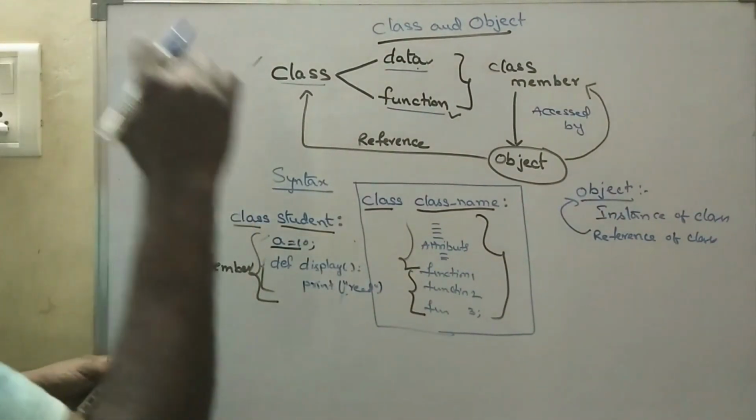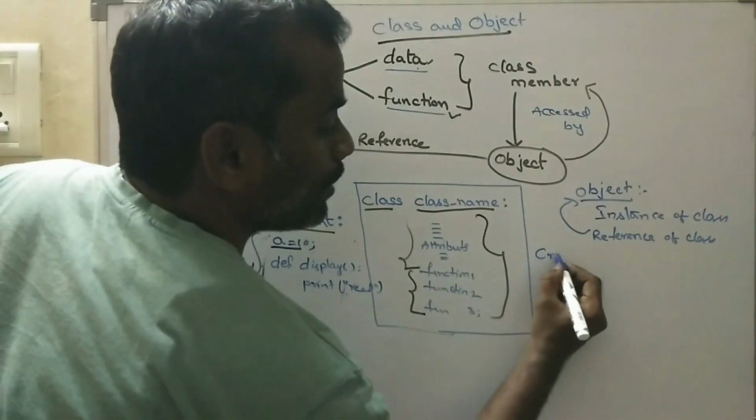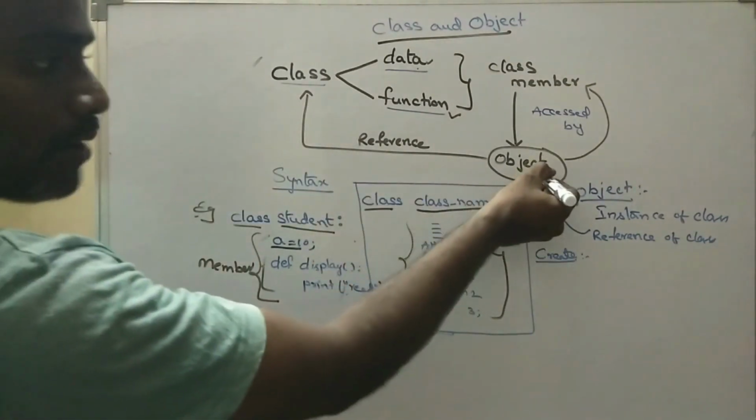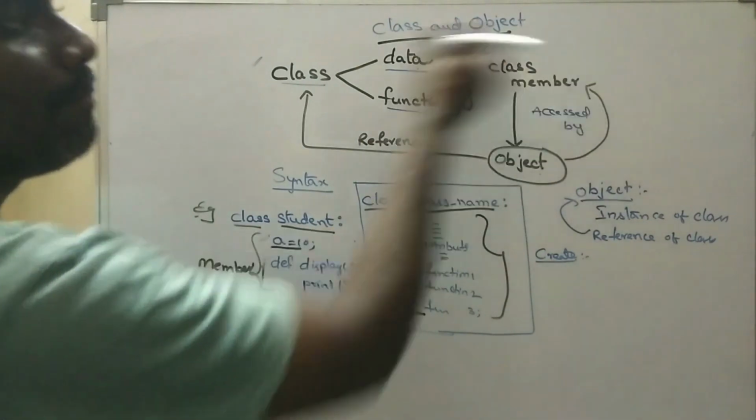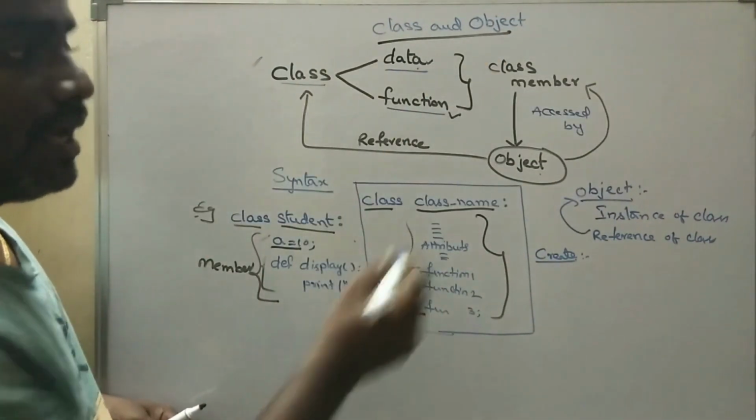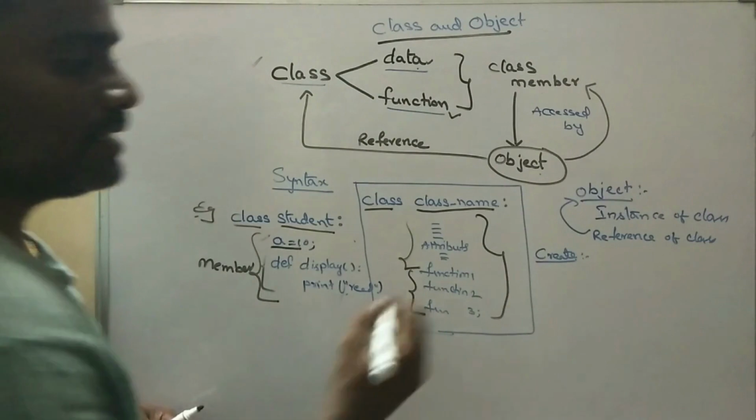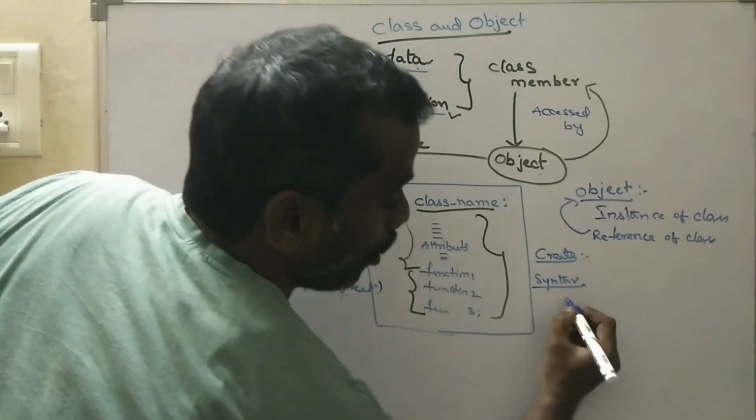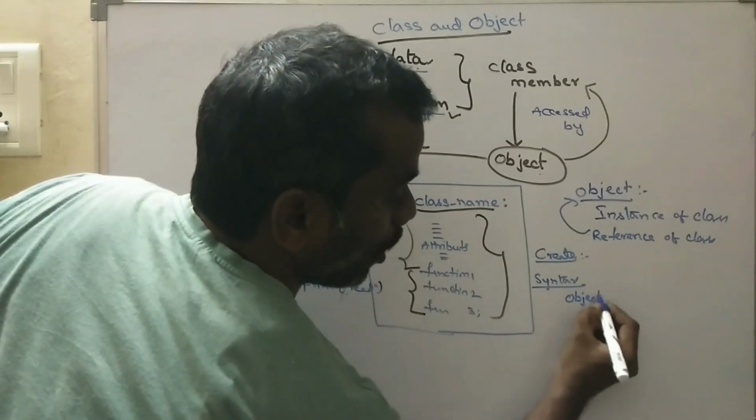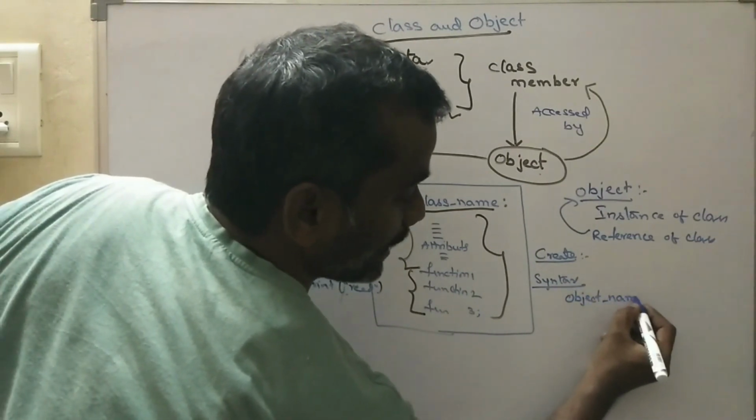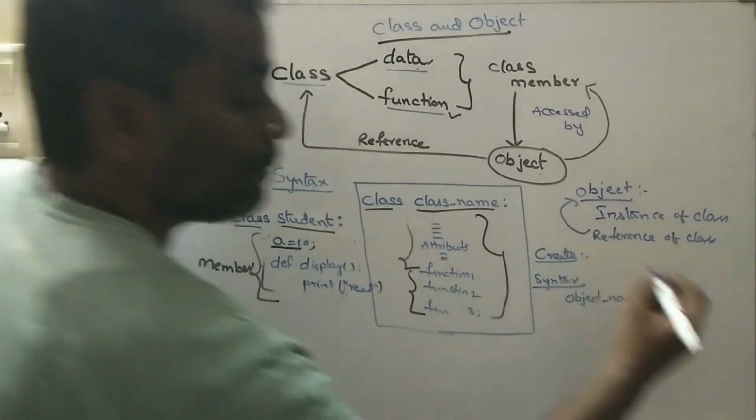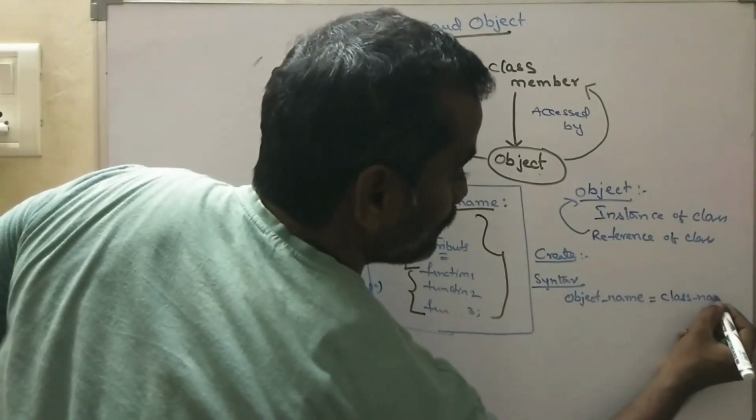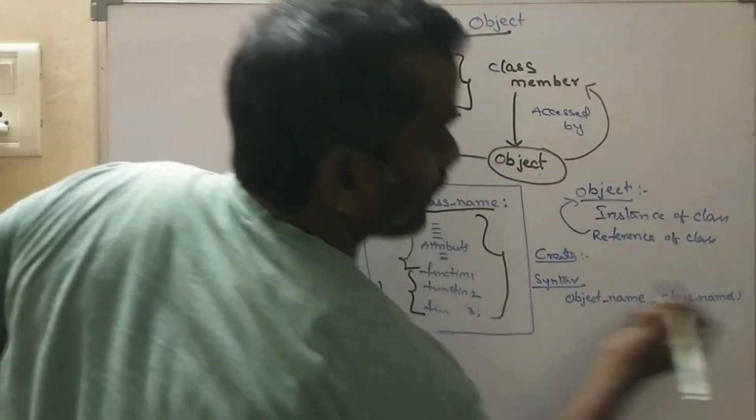Right? Now how can we create the object? By using the object I can access the members of the particular class. Now how do we create the object? The syntax is: the object name which you want to create, equal to the particular class name, followed by the parentheses.